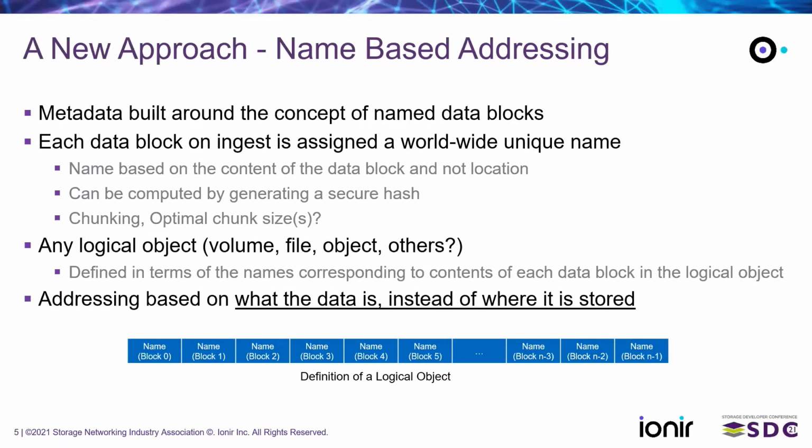Now let's explore the idea of name-based addressing. With name-based addressing, metadata is built around the idea of named data blocks. When data is ingested into the system, each data block is assigned a unique name based on the content of the data block. The name can very simply be generated by taking a secure hash on the data block. Data can be chunked on ingest to support multiple chunk sizes to support different performance and data profiles. A logical object within the system can now be defined in terms of the names corresponding to its contents. This is addressing based on what the data is instead of where the data is stored.